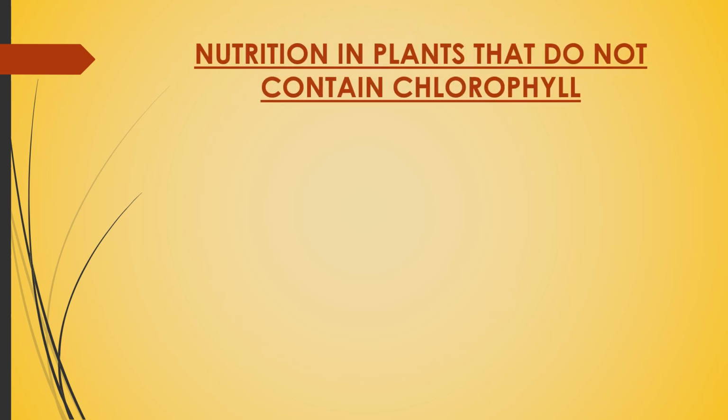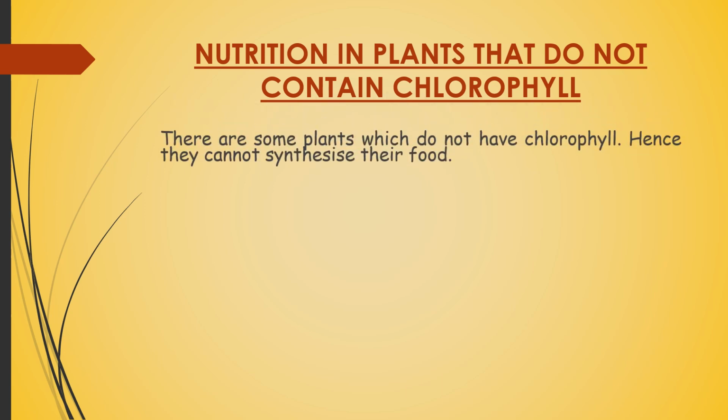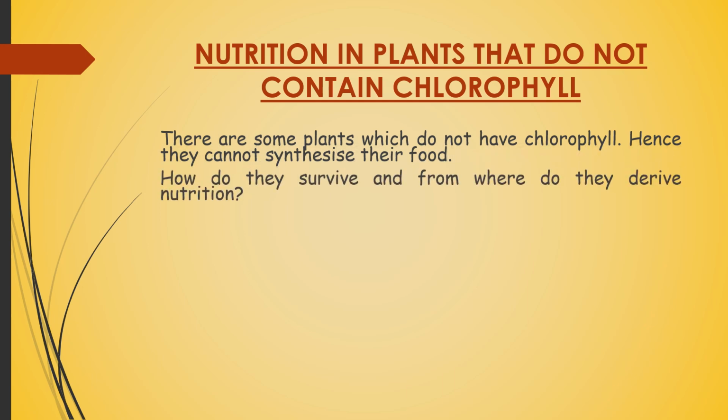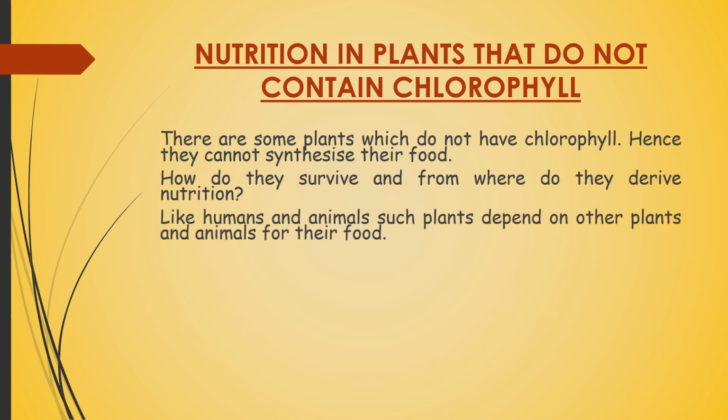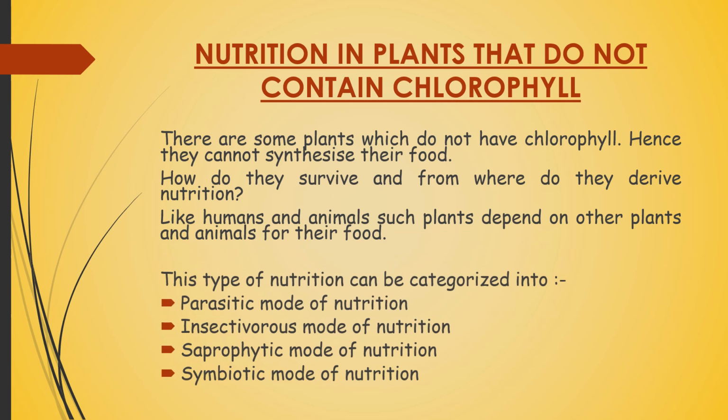Now we will discuss the heterotrophic mode of nutrition, means nutrition in plants that do not contain chlorophyll. There are some plants which do not have chlorophyll, hence they cannot synthesize their food. How do they survive and from where do they derive the nutrition? Like humans and animals, such plants depend on other plants and animals for their food. This type of nutrition can be categorized into 4 categories.